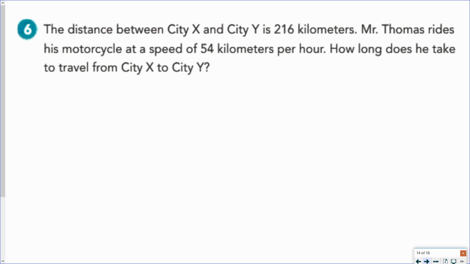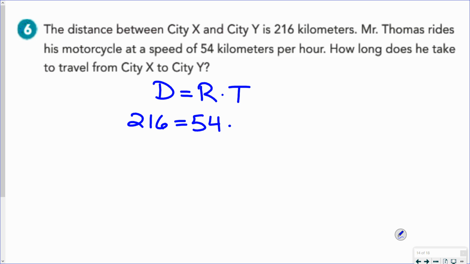The distance between city X and city Y is 216 kilometers. Mr. Thomas rides his motorcycle at a speed of 54 kilometers per hour. How long does he take to travel from city X to city Y? So once again, distance equals rate times time. We're told that the distance is 216 kilometers, so we put 216 in. We're told he has a speed of 54 kilometers per hour, so that's our rate. And once again, we need to calculate the time. So just as we did in the previous one, we're going to divide both sides by 54. We might have to do our division off to the side here.